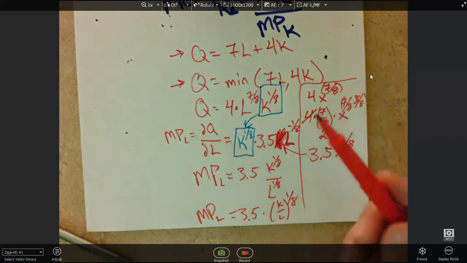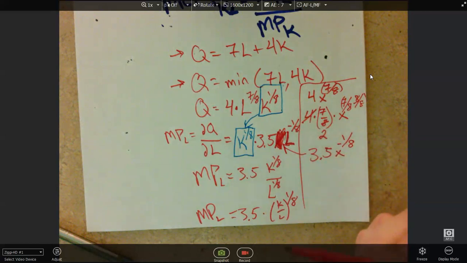So I highly encourage you to do the marginal product of capital on your own, and we'll do it at the beginning of class on Wednesday.